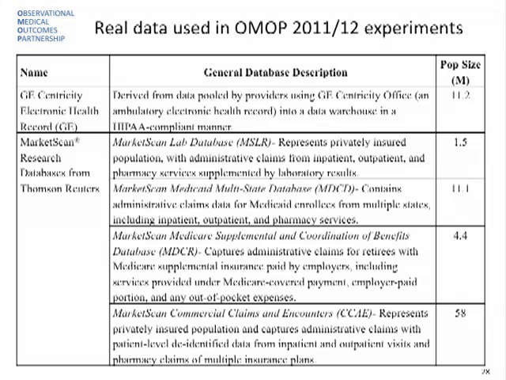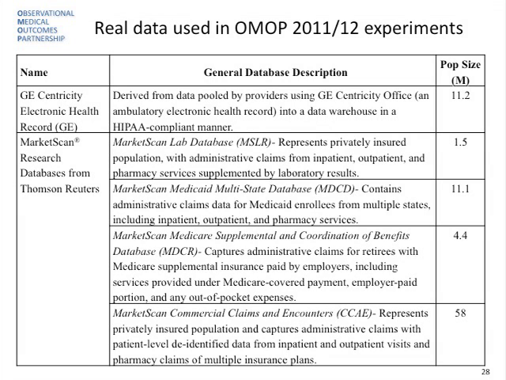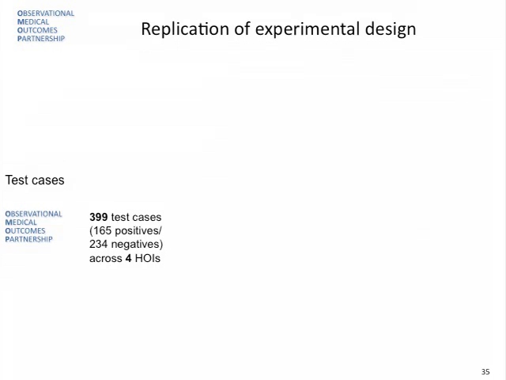So most of the folks in this room are probably familiar with these data sets. GE Centricity, aggregated from electronic health record data in an ambulatory setting. The MarketScan Lab database, or MSLR, bringing in some laboratory results along with claims data, and then a Medicaid, Medicare, and commercial claims data set with the sizes that you see listed there.